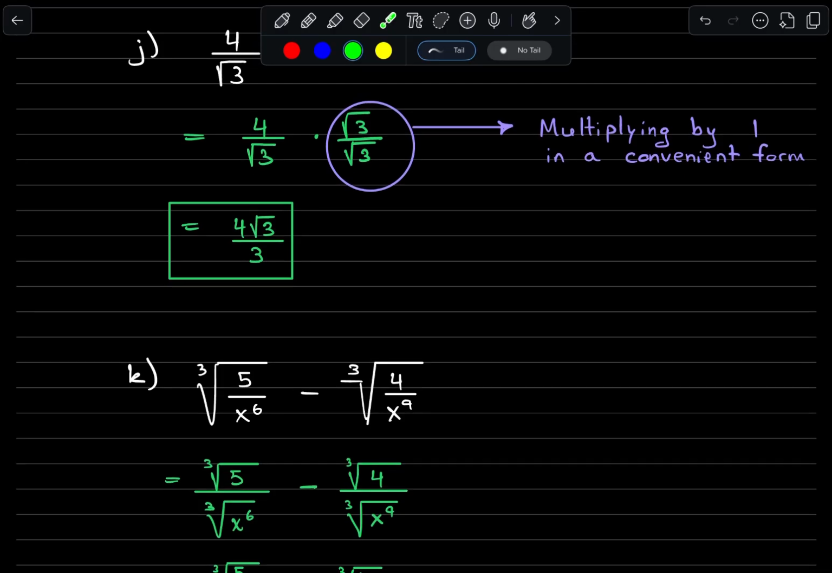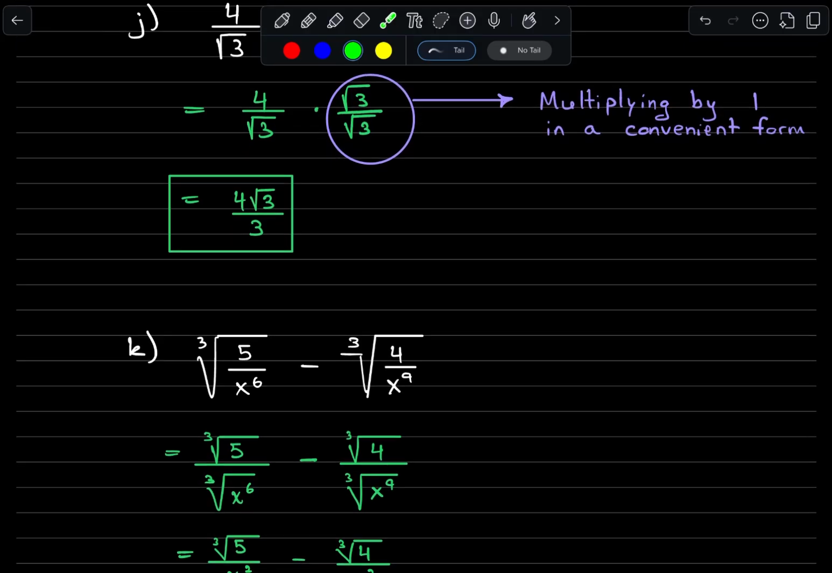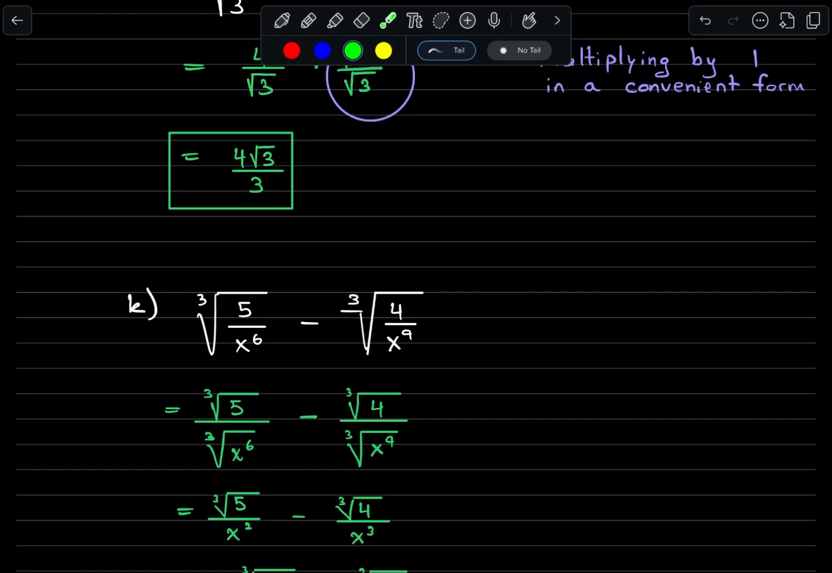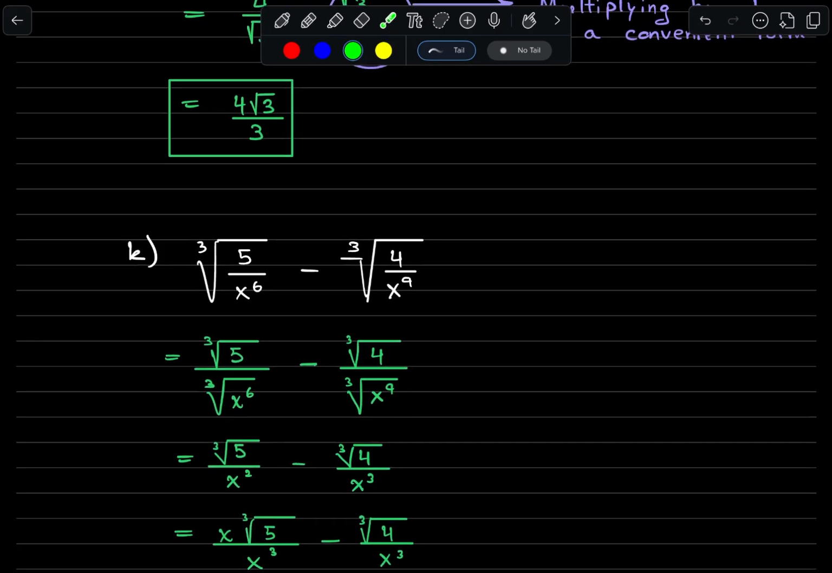Now the cube root of 5 and cube root of 4, they're not going to reduce. Those aren't perfect cubes, so we're going to leave them as they are. But the cube root of x to the 6th, well, we can divide 6 by 3. We're going to get x squared. No more radical. Same deal here. We're going to divide 9 by 3, and we'll have x cubed. No more radical. And now this is something that we can easily find a least common denominator for.